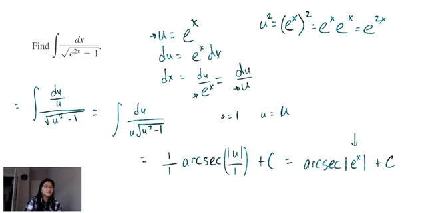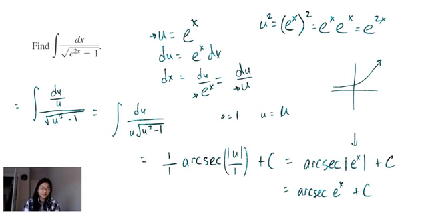And e to the x is always positive, right? All the outputs for exponential functions, as long as there's nothing funky going on with them, are going to be non-negative. So arcsecant of the absolute value of e to the x is the same as arcsecant of e to the x plus c. We can drop the absolute values because e to the x is always non-negative. If you don't remember, just draw a quick sketch of what exponential functions look like and justify it to yourself. It's never going to be 0 and never going to be less than 0. And there you go.